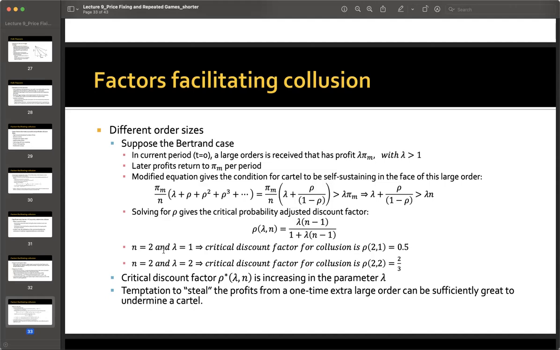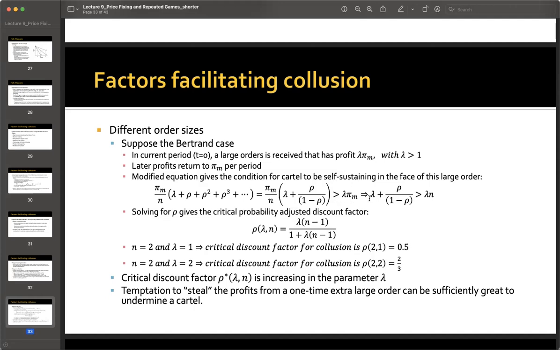So n is equal to 2 and lambda is equal to 1. The critical discount factor for collusion, rho of 2 and 1, is 0.5. When n is equal to 2 and lambda is equal to 2, notice what happened in this next bullet: it went up. Once you have a large order, when lambda is greater than 1, the discount factor becomes 2/3. So because the critical discount factor is going up, it'll be much more difficult to sustain that collusion, right? And you can see it quite clearly here.